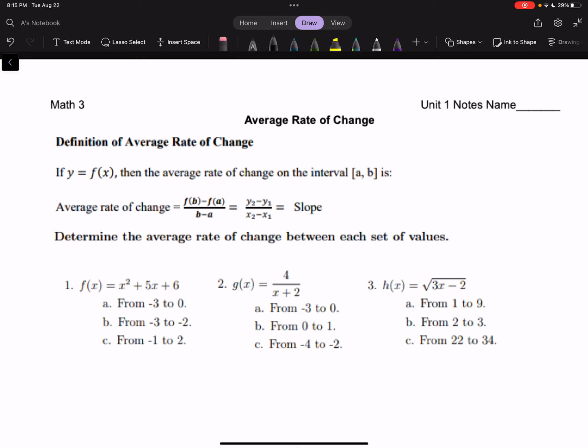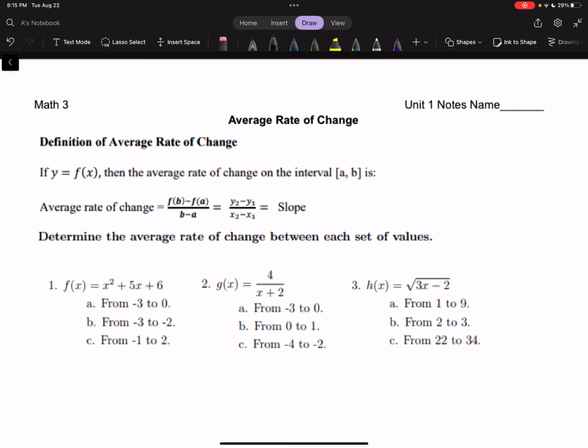Today we're going to be talking about the average rate of change. If y is equal to f of x, so in function notation, then the average rate of change on the interval [a, b] is f of b minus f of a divided by b minus a. That is simply the change in the y's divided by the change in the x's. This is your slope formula.